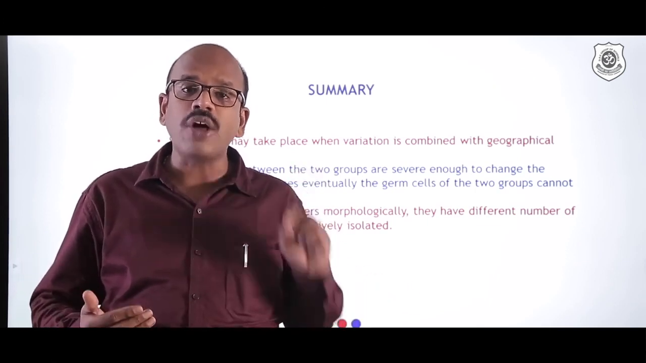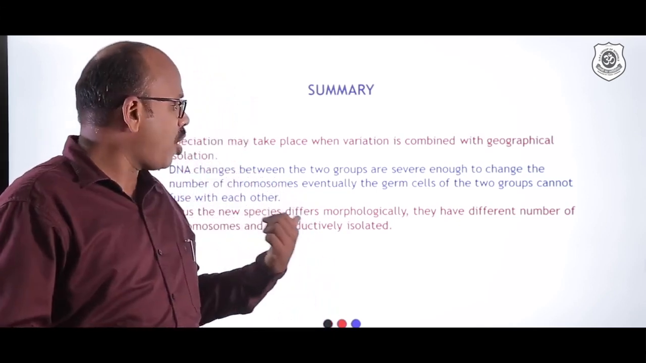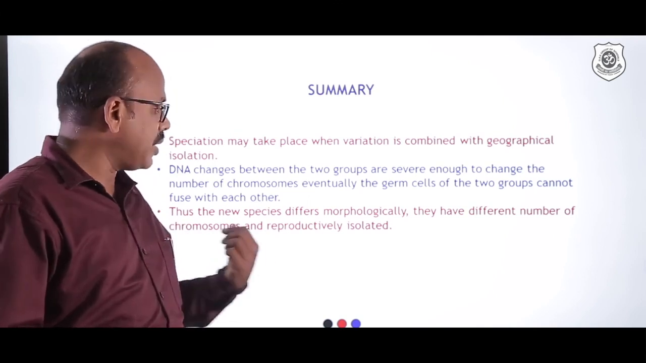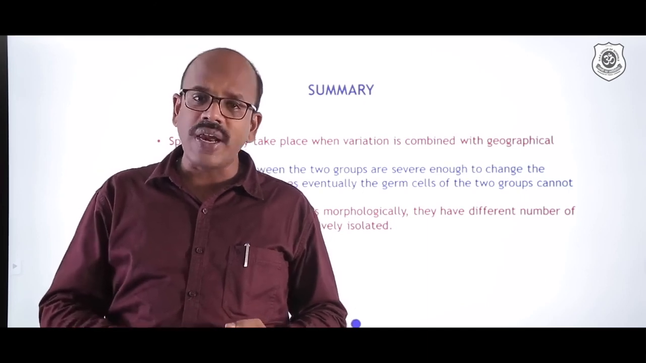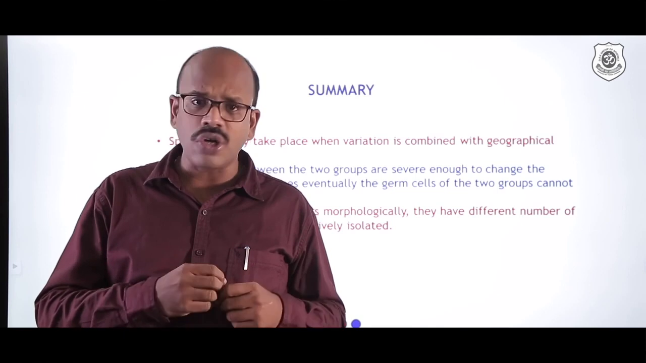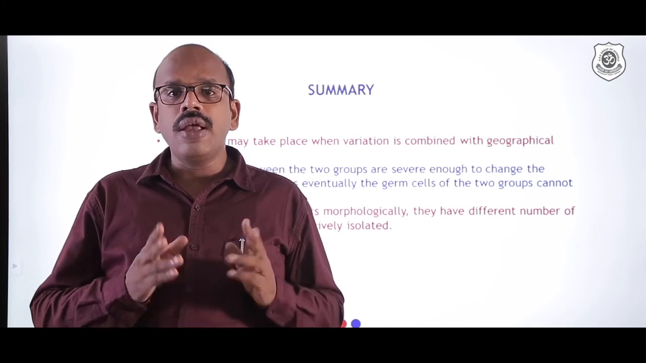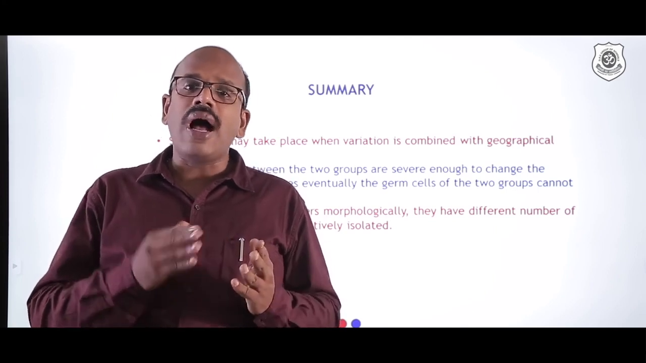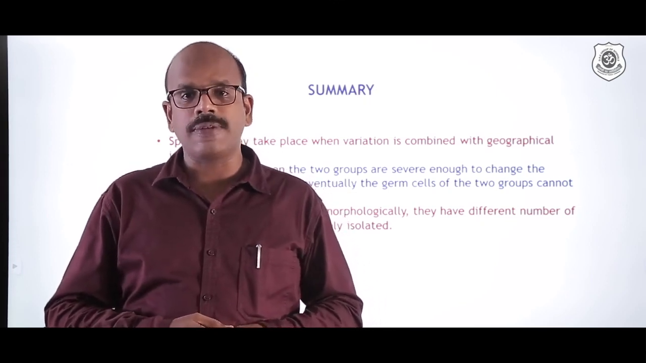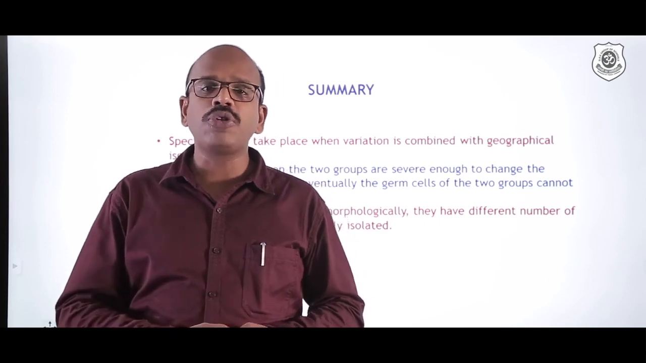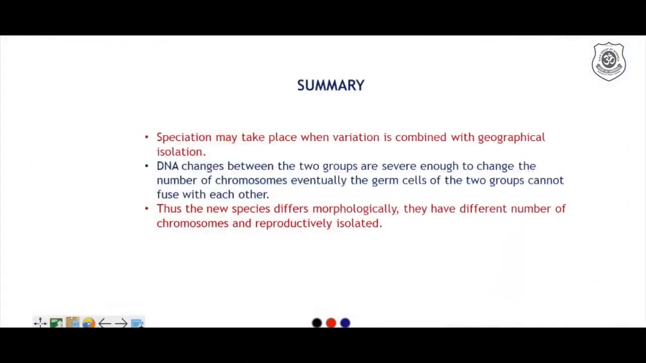This is one of the very important criteria that we have seen. Now, the new species differs morphologically. They have a different number of chromosomes and they are reproductively isolated. That's what we have just discussed now. This reproductive isolation is very important. The change in the number of chromosomes is also very important. For us, chromosomes 2 and 3 are fused, whereas in the chimpanzee they are separate, so the chimpanzee has 48 instead of 46. So these are some of the chromosomal details that you can know with respect to speciation. I hope now you are very clear with speciation.